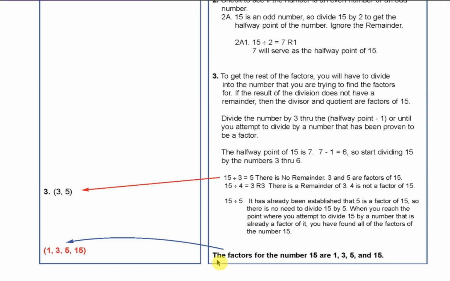So, the factors for the number 15 are 1, 3, 5, and 15.